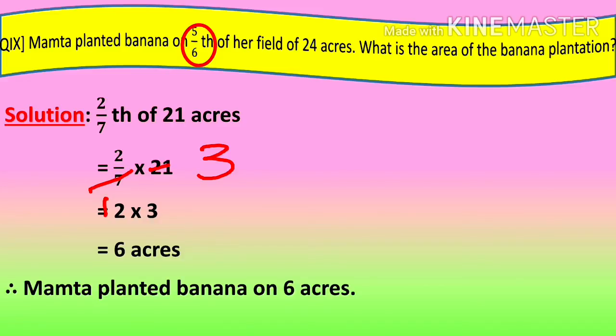So our correct answer is what? Mamta planted banana on 6 acres of his field. Student, so the fraction is what? 5/7, not 6. If there is a correction in the question in the worksheet, you can do the correction in the worksheet also. Thank you for watching this video.